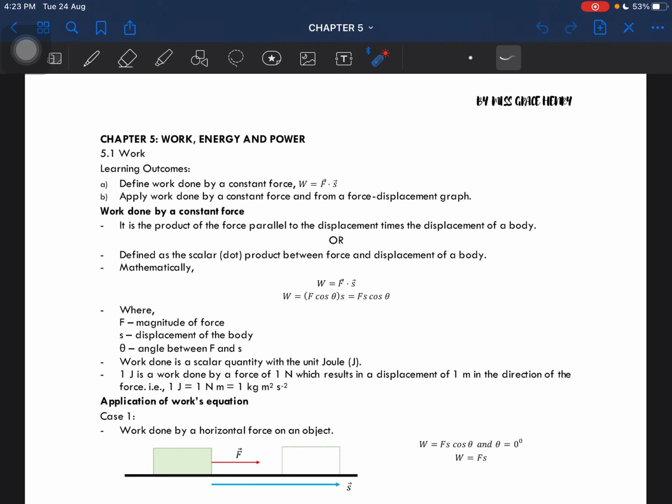I forgot how many subtopics there are. But let's look onto the first subtopic, which is on work.